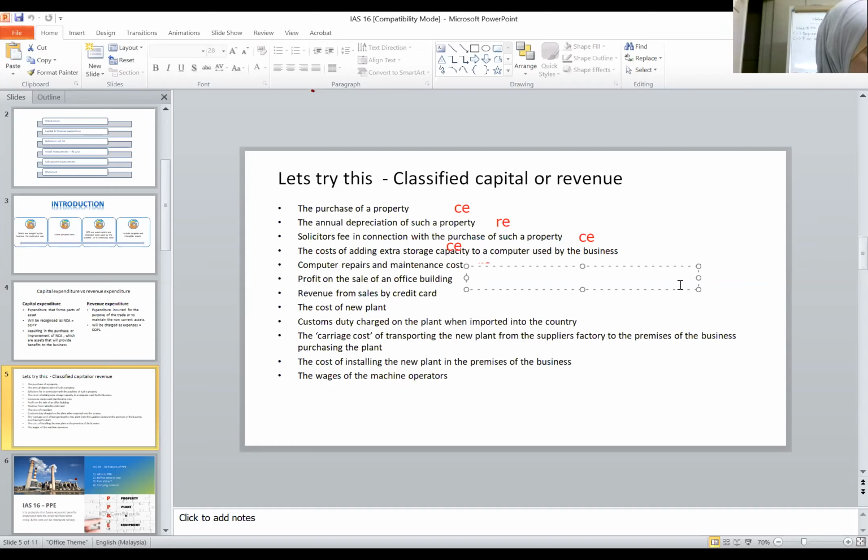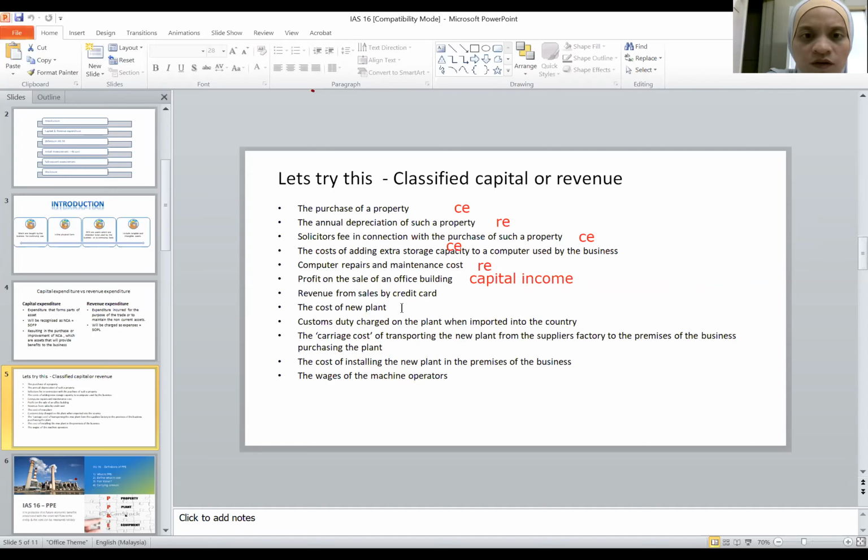Okay, profit on the sale of an office building. Ini ialah you punya capital income. Dia bukan capital expenditure, dia bukan revenue expenditure, tapi dia is your capital income. Capital income that comes from disposing you punya asset. Okay, revenue from sales by credit card. This is your revenue lah, revenues from the sales lah.